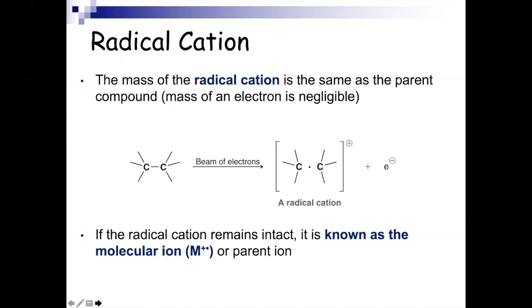And if this molecular ion remains intact, it is not only the molar mass of our compound, it is known as the M+ peak, and it is also known as the parent ion. This is going to be important because this peak in our mass spectrum is going to be the molar mass of our compound. The parent ion, the molecular ion, the M+ is the molecular weight of our compound.